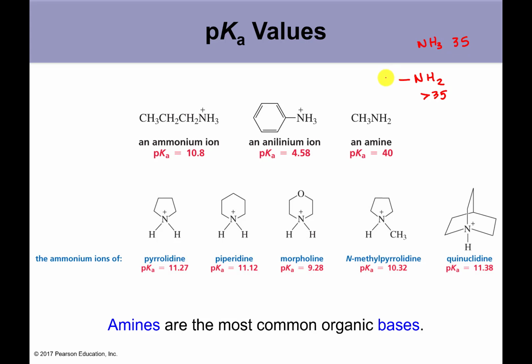And adding an alkyl group, this is an electron donating group, makes it less acidic or raises the pKa, because by donating electrons to the nitrogen, it makes it better at holding on to its protons.